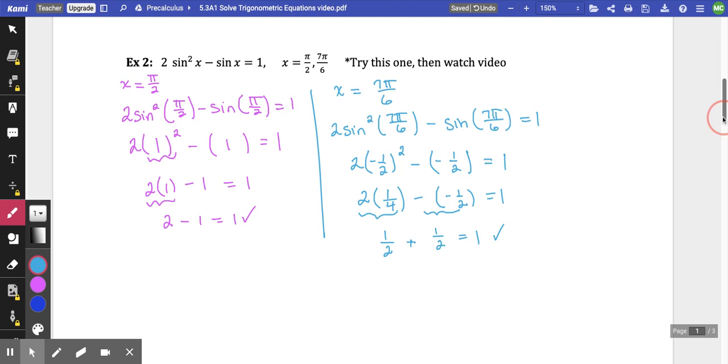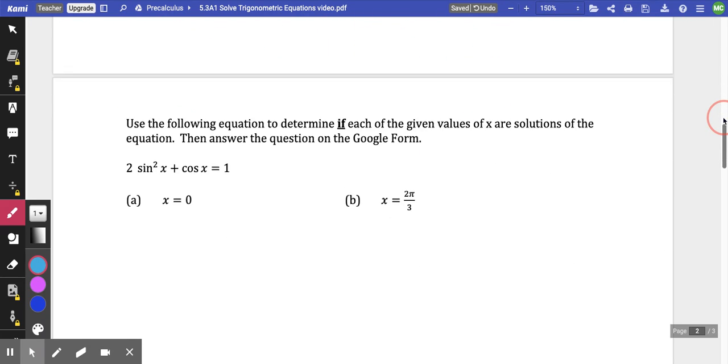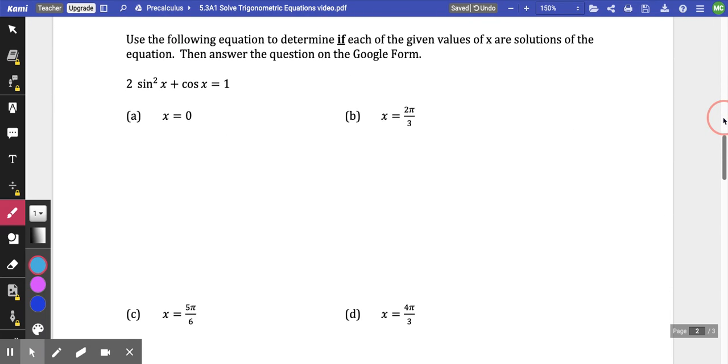All right, so now there is another problem for you to try here. This time, they're not saying that each of these is a solution. This time you have to determine if each of those values is a solution to the equation that's given there. So you'll need to put them in and try them one by one, and then answer on the Google form which ones are.